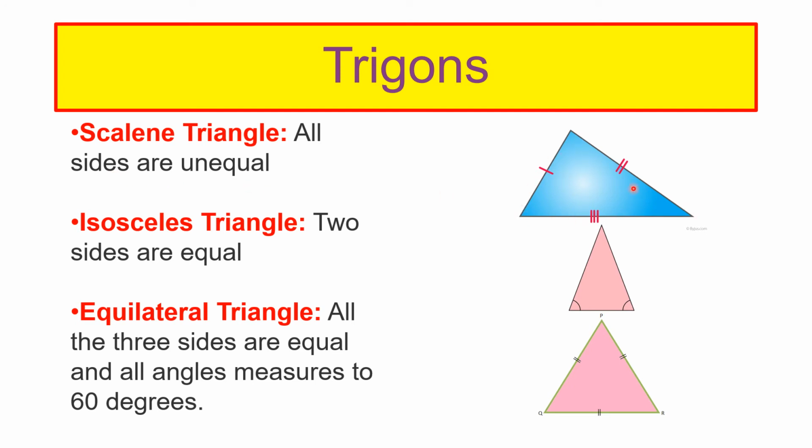Look at the given figure. The sides of the given triangle are not the same, so we have a scalene triangle. In the next, 2 sides are equal. So, this side is congruent to this side. So, we can consider this triangle as an isosceles triangle. We have an equilateral triangle. All the 3 sides of the given triangle are the same and the measure of its angle is 60 degrees.